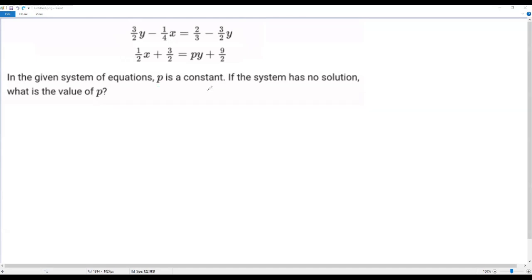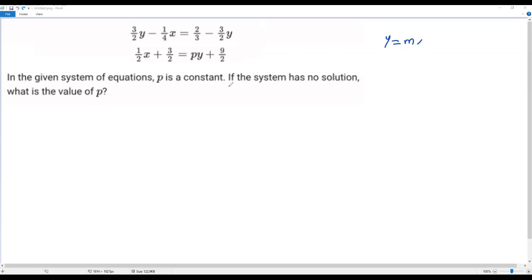Okay, so whenever a system of two linear equations has no solution, the lines given by the two linear equations must be parallel. That is, the lines must have the same slope and different y-intercepts. So immediately we will try to write each equation in slope-intercept form, that is y = mx + b. When I write each equation in slope-intercept form, I can get the slopes of both lines, equate them, and find the value of the unknown constant p.